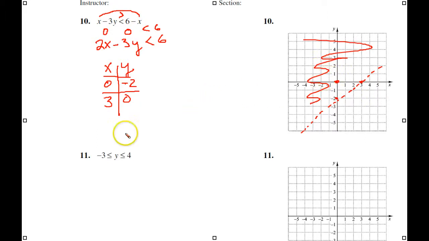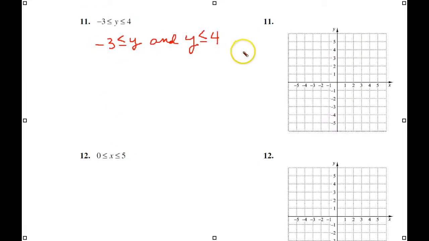Okay, let's go on and solve number 11. Well, this one, the way it's set up, we just have a y inequality, and in a sense there are two of them. Here we're saying y, and let's just do the equal part. Y is equal to -3. Well, that line is a horizontal line, like so. And this one is y is equal to 4. That will be a horizontal line at 4.